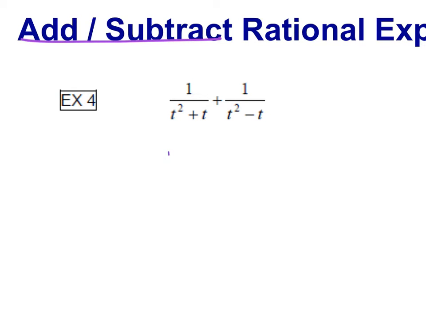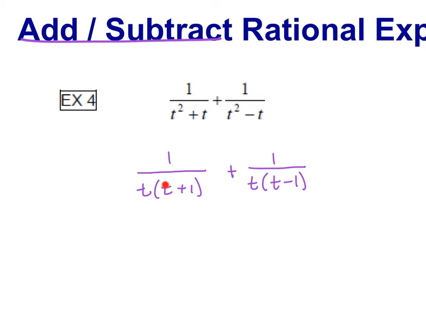So I'm going to go ahead and rewrite the problem. T squared plus t, you can factor a t out, leaving you with a t plus 1. Plus 1 over t squared minus t, you can factor a t out, and it leaves you with t minus 1. Alright, so if you look at the problem we're adding, I can see we already have a common denominator of t. So that's set.